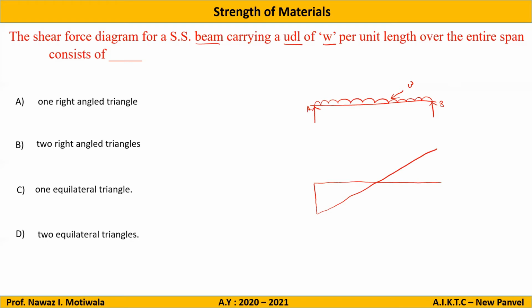Then again at point B, there is a vertical force. So vertical force means vertical line. So this will be joined like this. So now, how can you depict the nature? Let us go by option. One right angle triangle, no. Two right angle triangles, yes. This is the option. So it is two right angle triangles.